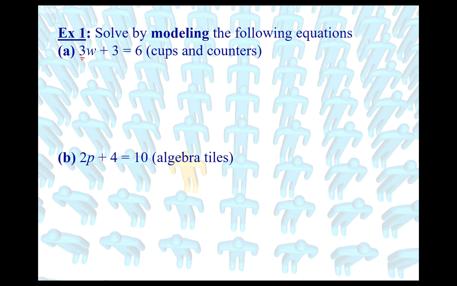Okay, so the numerical coefficient is 3, which means that we're going to draw 3 cups. So I'm going to do 1, 2, 3 cups. And then for cups and counters, we show the operator, which is a plus sign. So we add 3. So 1, 2, 3. And that would be equal to 1, 2, 3, 4, 5, 6. Okay, so we got 3 cups. 3w plus 3 is equal to 6.